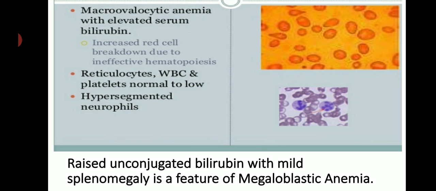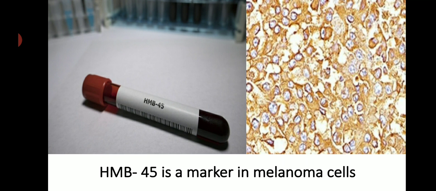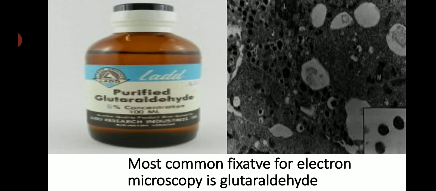Raised unconjugated bilirubin with mild splenomegaly is a feature of megaloblastic anemia. CD133 receptor on the neuronal membrane induces the development of glioma. HMB45 is a marker on melanoma cells. Most common fixative for electron microscopy is glutaraldehyde.